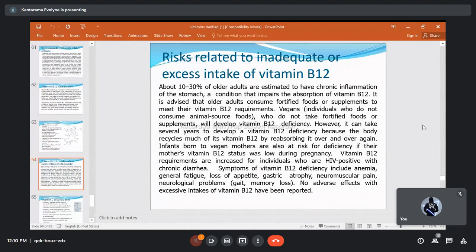Symptoms of vitamin B12 deficiency include anemia, general fatigue, loss of appetite, gastric atrophy, neuromuscular pain, and neurological problems. There is no adverse effect of excessive intake of vitamin B12 reported.